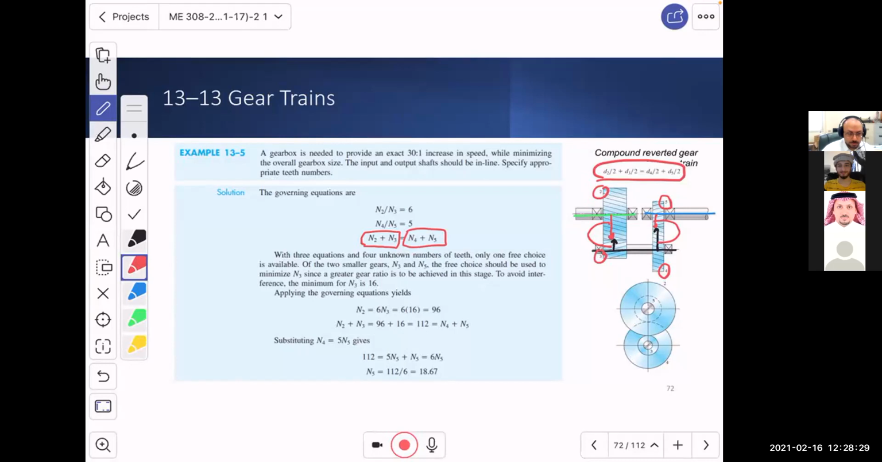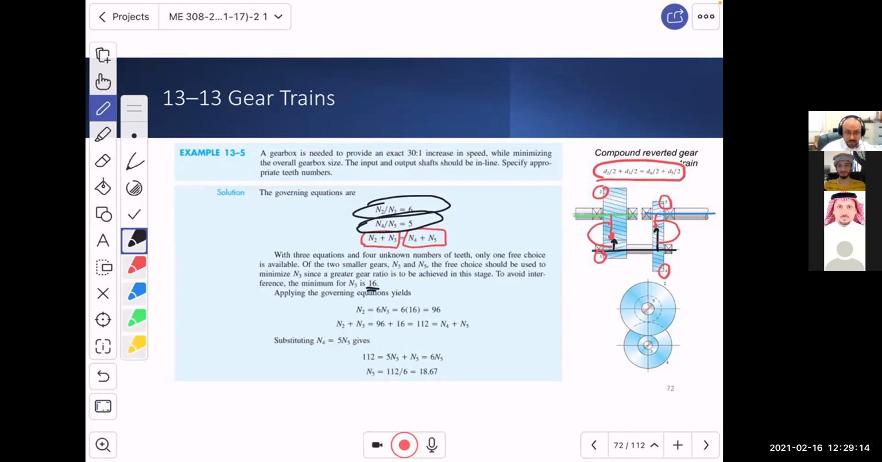Okay. All right. Now, let's see how we are going to solve this. Again, we will assume that the ratio N2 over N3 equals 6, just like the previous one. N4 over N5 equals 5. And now we have a third equation to satisfy. Good. So let's see. If we go back to the same story, we come back to N3 having the smallest number of teeth, which equals 60. The teeth count.